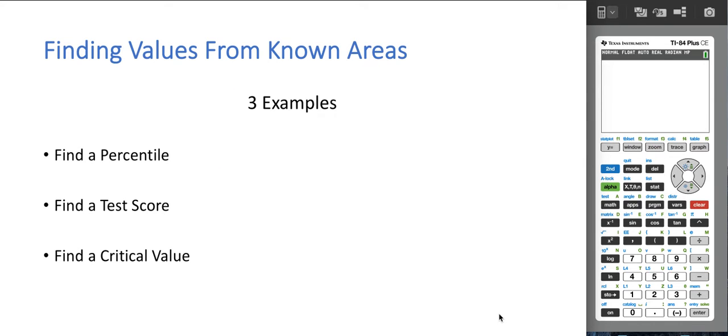So I want to work through three examples. In the first example, we're going to find a percentile. Next, we're going to find a test score. And then finally, we're going to find a critical value. We're going to do this all in our calculator.